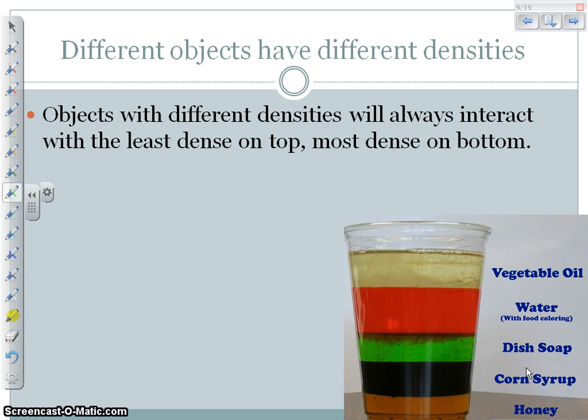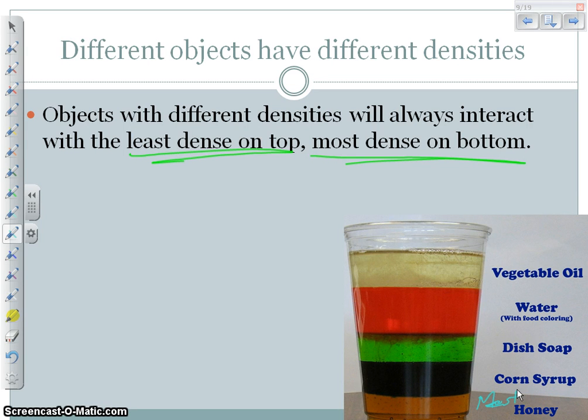And we looked at the idea of different objects having different densities. Well, you can actually compare multiple objects at once. The least dense is always going to stay on the top, with the most dense falling to the bottom, and you'll see stratification at every level based on the density. So in this case, which of these objects is going to be the most dense? Take a second to think. You should have come up with the idea that honey is going to end up being the most.